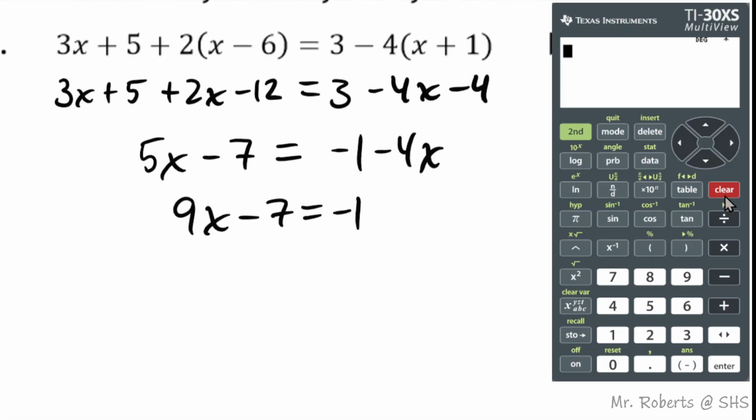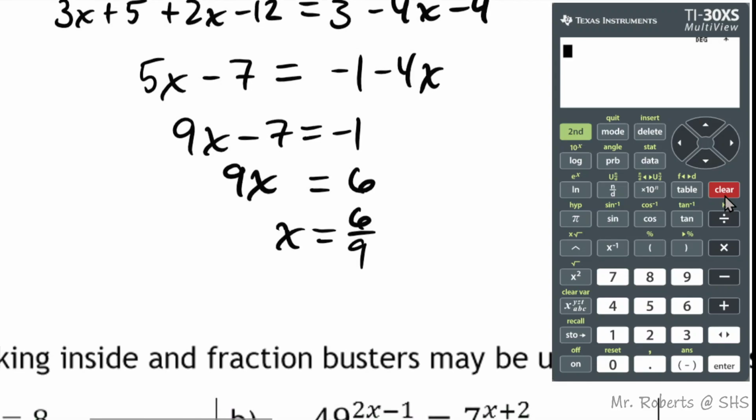Let's add 7 to each side. So on the right-hand side, I've got a negative 1 plus 7 would give me a positive 6. And this side is just 9x. Divide both sides by 9. I get x is 6/9, and 6/9 does reduce. I believe that x is the number 2/3.